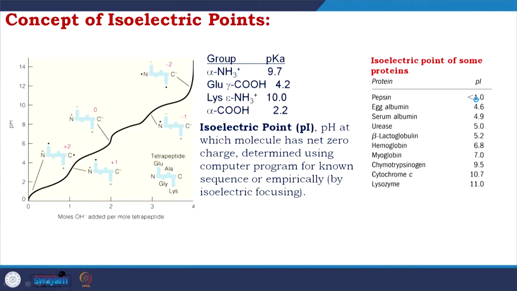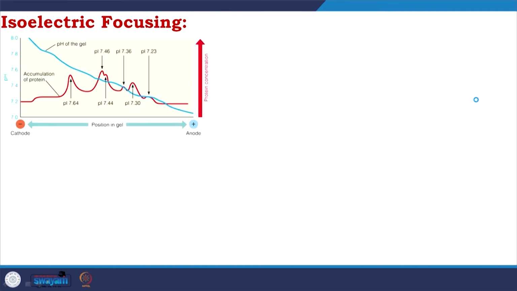Here is the example of isoelectric point of some proteins. We have discussed isoelectric point of amino acids, but when it comes to protein it would be complex. For pepsin you will see this is less than 1, egg albumin 4.6, serum albumin 4.9, urease 5.0, beta lactoglobulin 5.2, hemoglobin 6.8, myoglobin 7, chymotrypsinogen 9.5, cytochrome C 10.7, lysozyme 11. So, these are different pIs of different proteins.